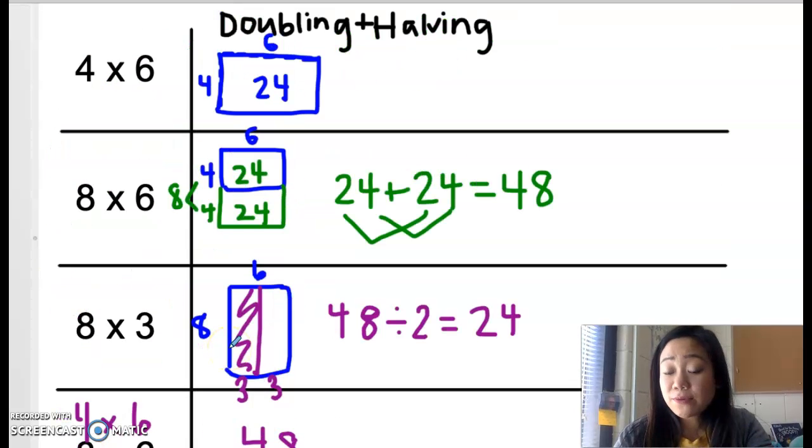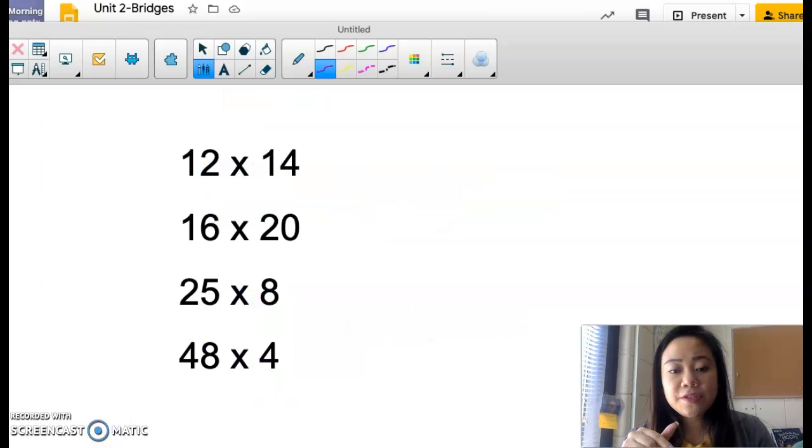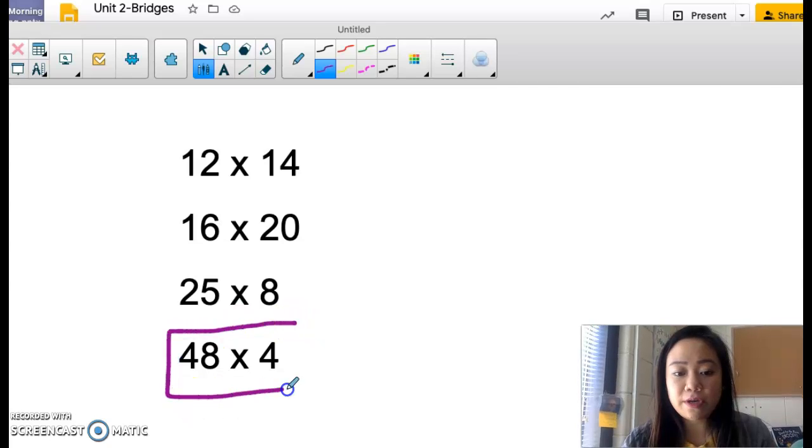Okay, that's what we worked on today for math. Now it's your turn to practice. So I'm going to put up 3 problems on here for you to do, and I want you to take a picture of your work and show me how you doubled and halved it, okay? So these are the problems that I want you to do in your notebook and for you to take a picture and send it back to me. So I've got 12 times 14, 16 times 20, 25 times 8, and 48 times 4.